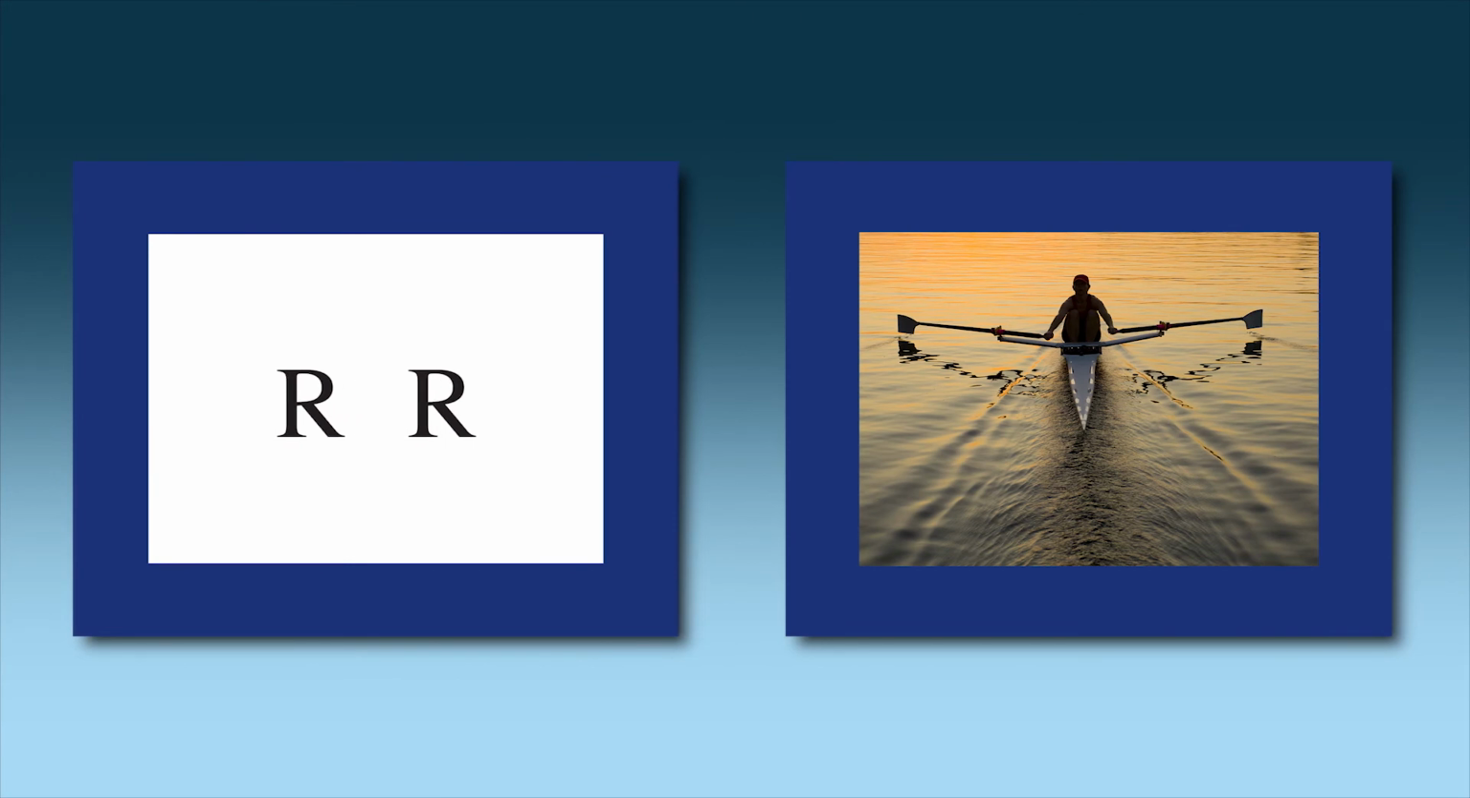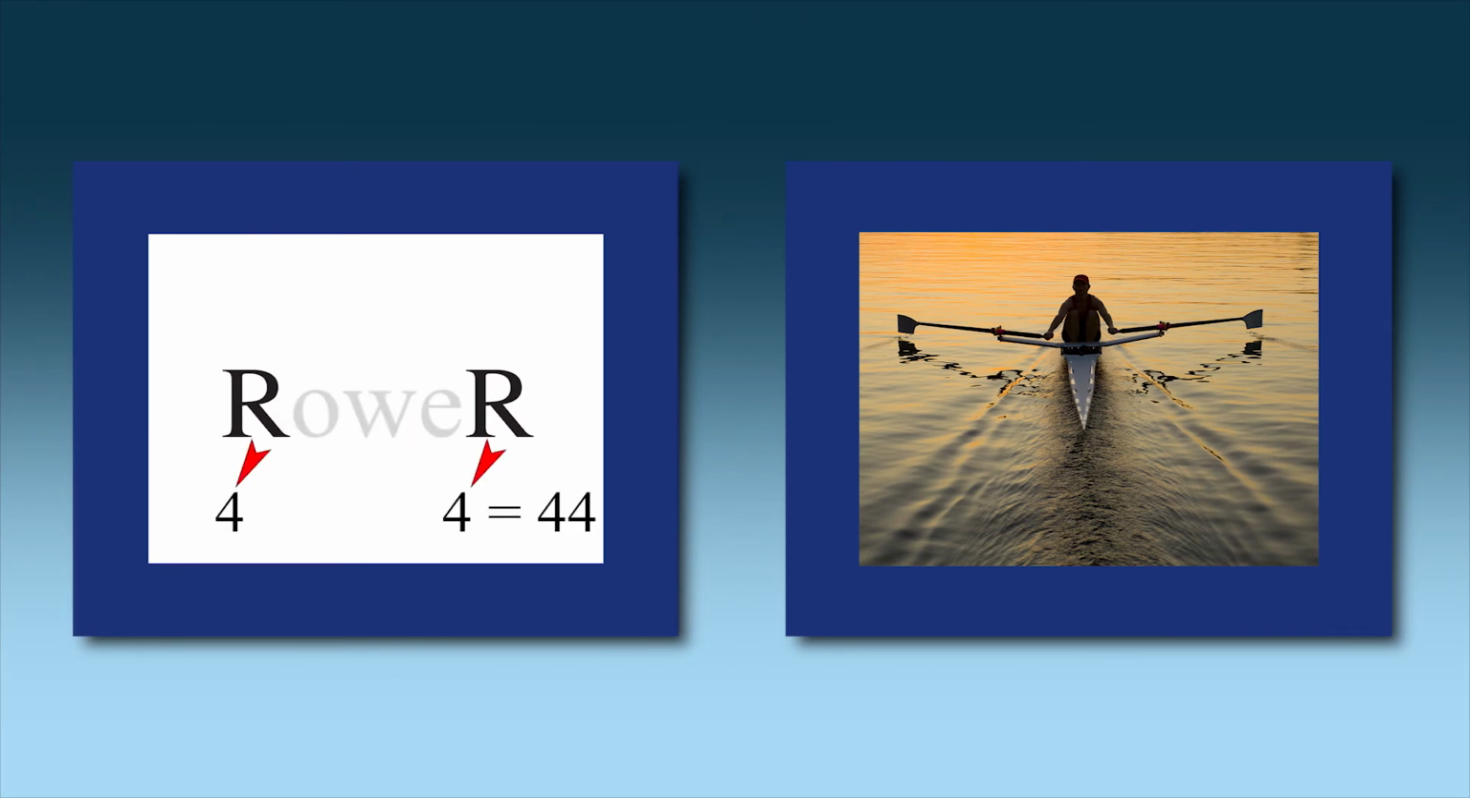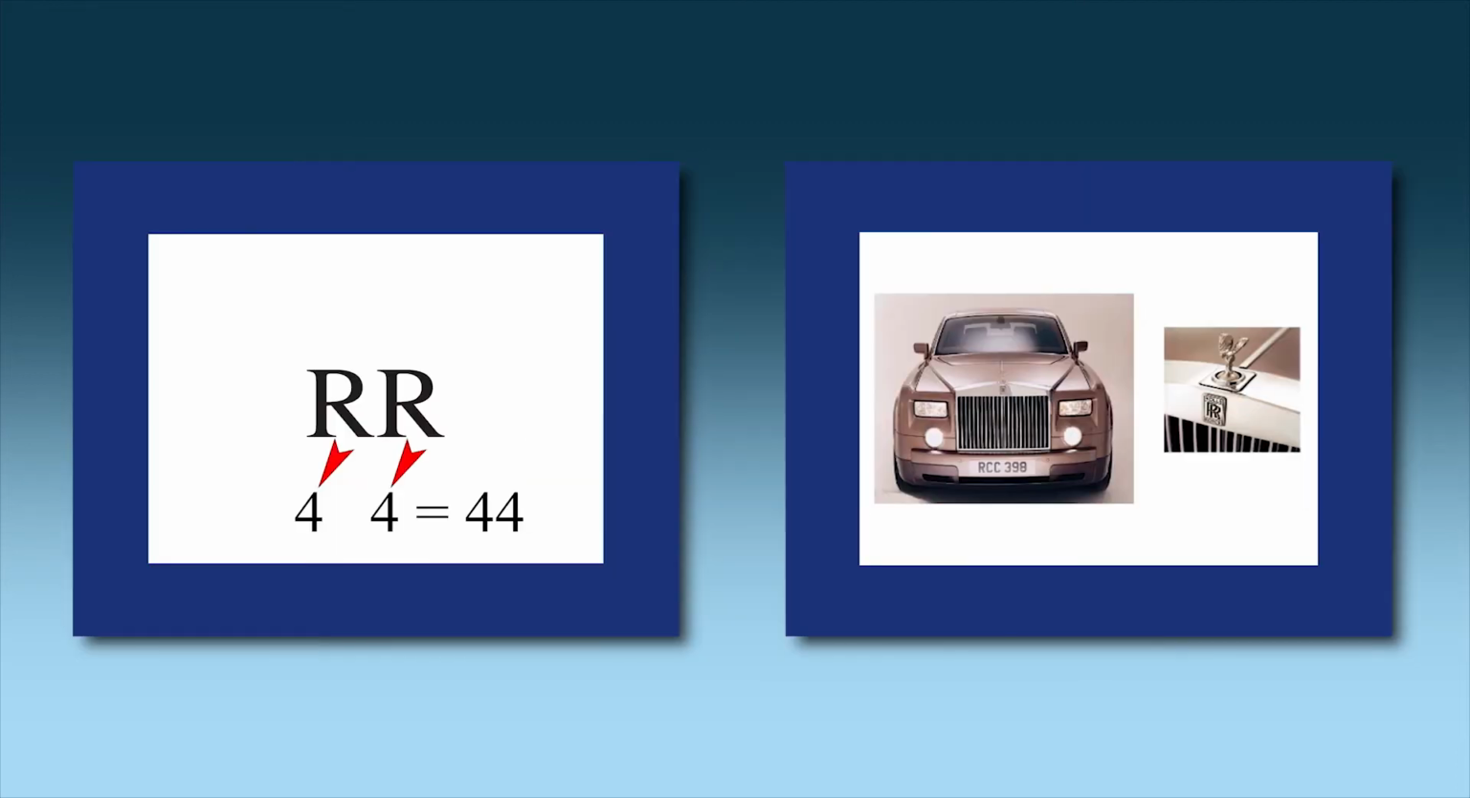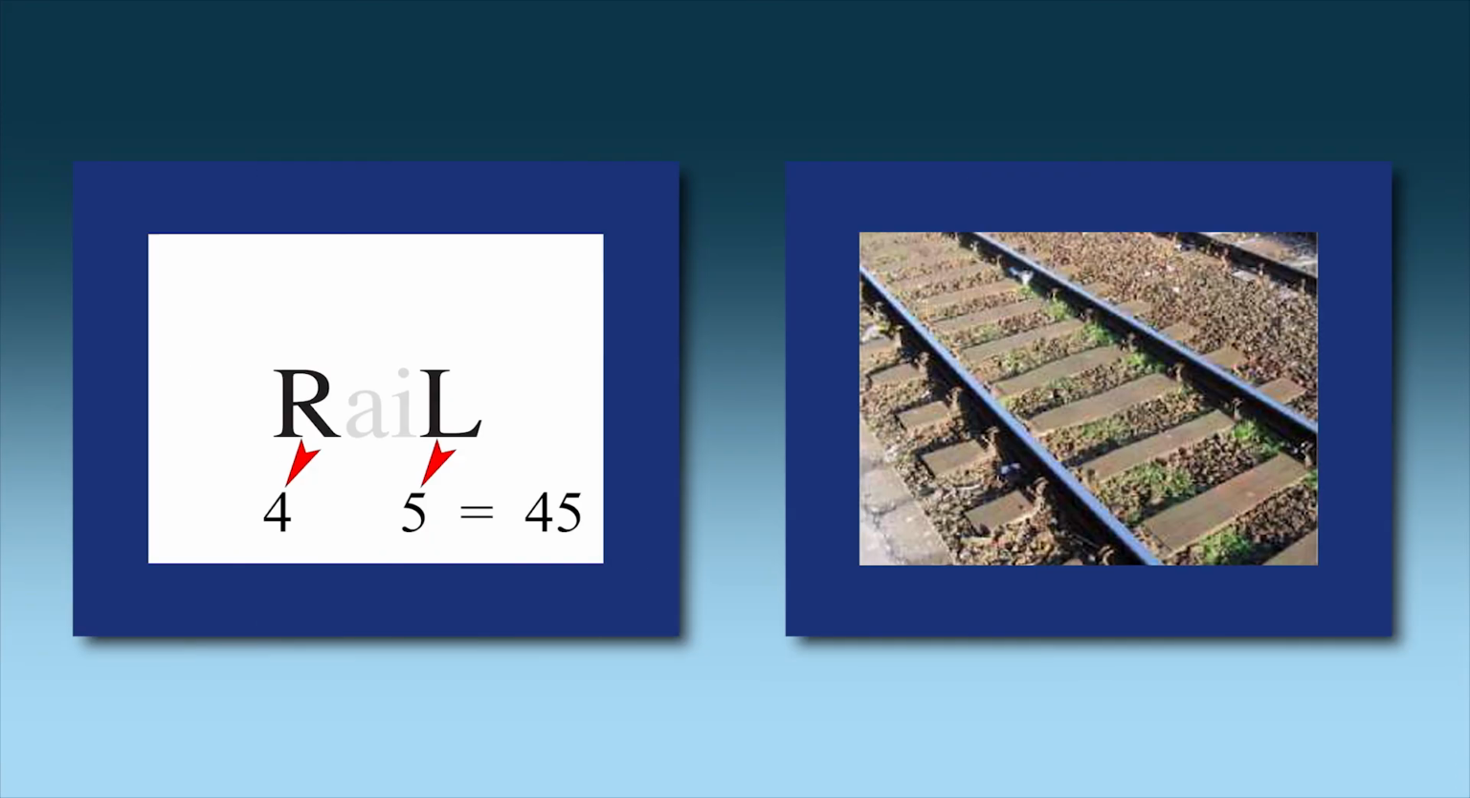If you want to go with the same system that I've been sharing with you till now, then you could have a rower, someone who rows a boat. Row a boat. Rower. R, 4. O, doesn't count. W, doesn't count. E, doesn't count. R, 4. So 44 would be a rower. I personally like Rolls Royce. Okay. Rail. Oh, 45. Yeah.